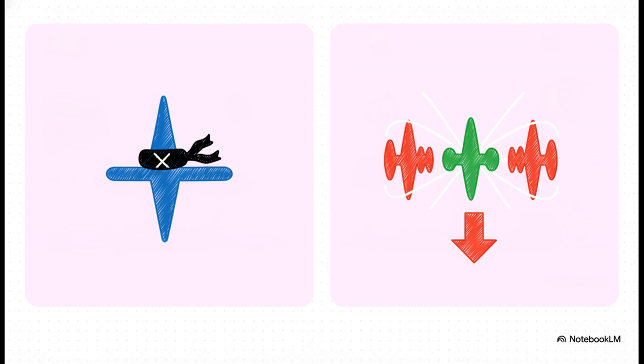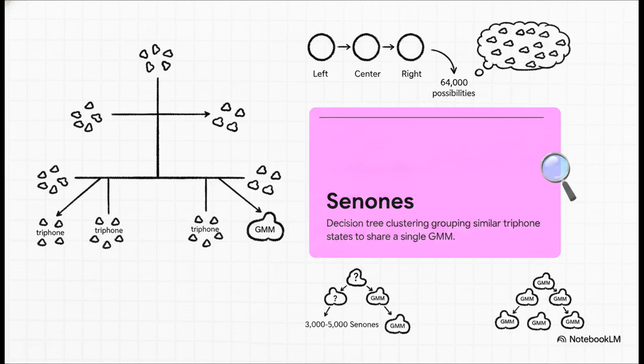But there's a huge mathematical hurdle we have to jump here. See, if you calculate all the possible left, center, and right phoneme combinations, you get roughly 64,000 possible triphones. No way we can train individual Gaussian mixture models, or GMMs, for all of those. Most of them we'll never even see in our training data. So how does Kaldi solve this?